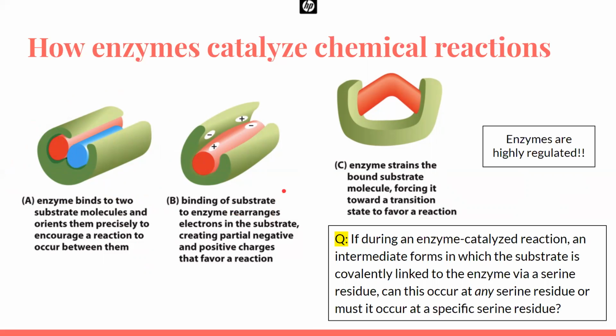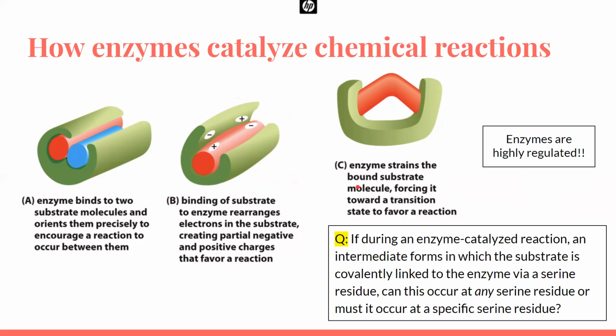B shows an example of how an enzyme can rearrange the electrons in the substrate to create partial negative and partial positive charges that will favor a reaction. I don't actually know the full mechanism, and I don't think you need to know it at all, but it shows how the enzyme can change the charges on a substrate to encourage a reaction. These charges may make the activation energy much lower for a reaction to occur.